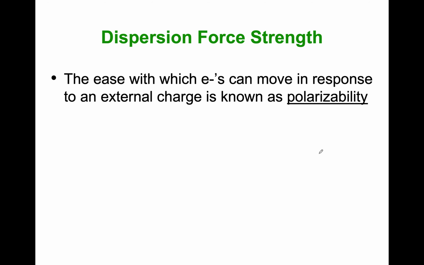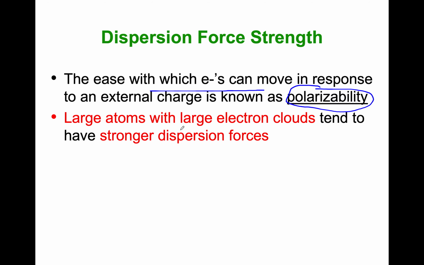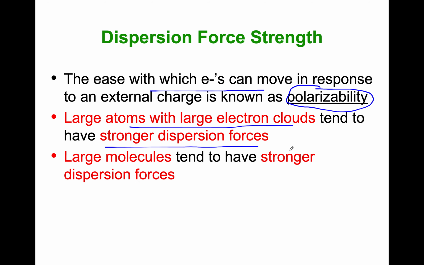And the strength of dispersion depends on polarizability. And what that means is, will these electrons move around like we just saw? Will the electrons move over to the left, partial negative, and have a partial positive on the right? So large atoms with large electron clouds have stronger dispersion forces. They're more polarizable. Large molecules tend to have stronger dispersion forces. Okay, so that's molecules and atoms that we're emphasizing here.